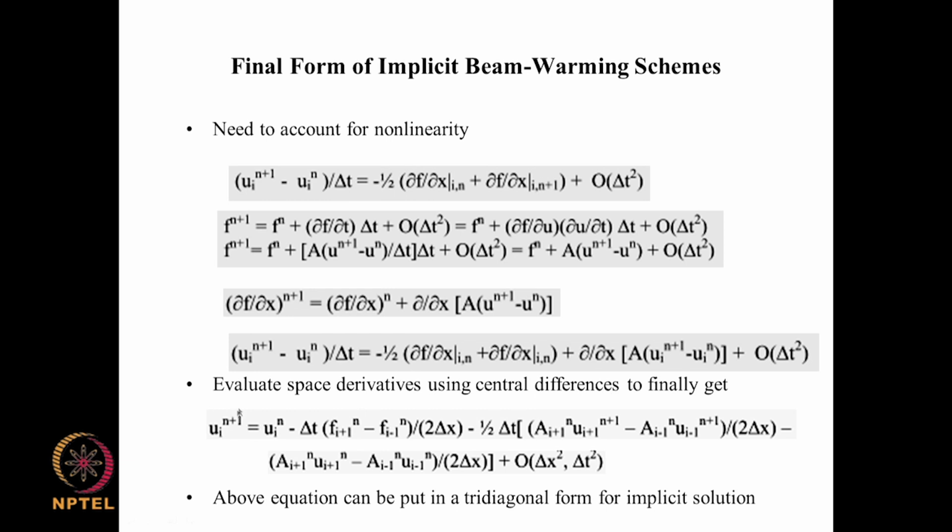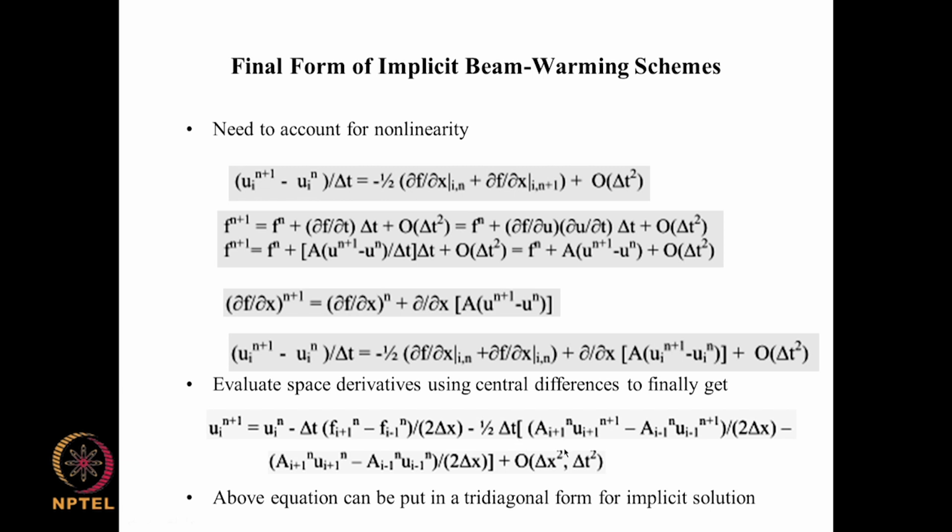So once we do that, we can write this as u_i^(n+1) equal to u_i^n times delta t here, and (f_(i+1) minus f_(i-1)) by 2 delta x is coming from here, and you have this plus this, 2 and this 2 will cancel out to give you this. Okay. And this term is being evaluated as, again you have the minus delta t that is coming from here, and you can write this as (A_(i+1)^n u_(i+1)^(n+1) minus A_(i-1) u_(i-1)^(n+1)) by 2 delta x.